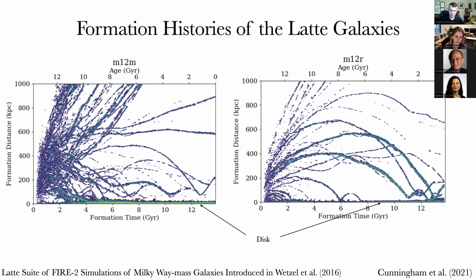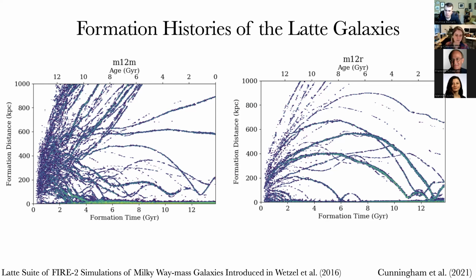So to orient you in this plane, I'll highlight a few features. First, we have these very thick bands at the bottom in each of these panels. These are stars that are forming in the disk of the host galaxy. They're forming at low formation distance, which means near the center of the host, which means disk, basically.